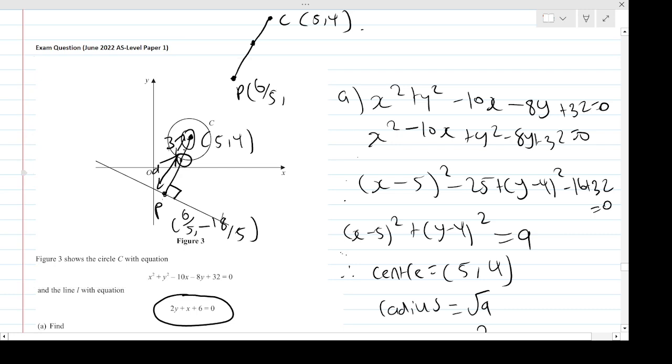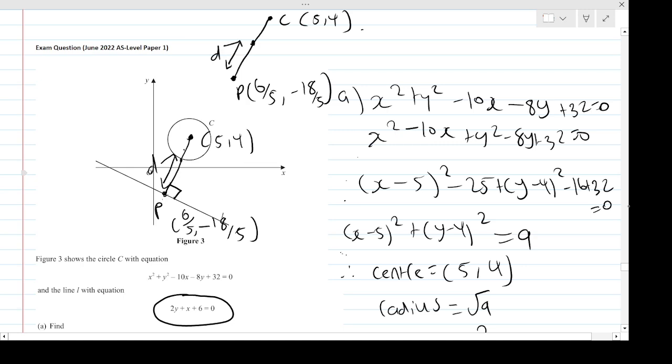6 over 5 minus 18 over 5. But I want to work out, let me get rid of some of the annotations because the diagram's a bit messy. There we are. I want to work out that length there, the distance between the line and the circle. So I want to work out that distance there.